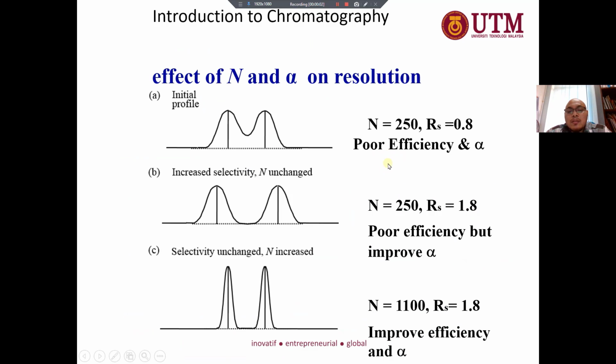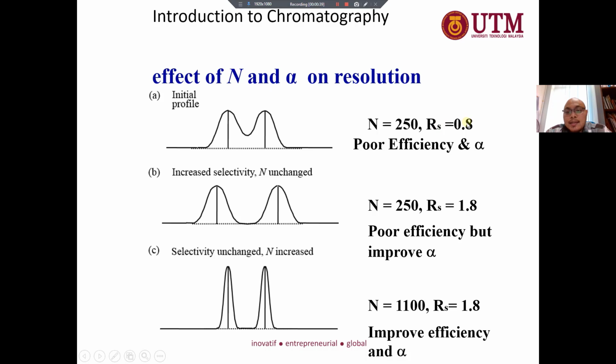The next one is the effect of efficiency and selectivity on the resolution. If you look over here, the N is 250. Here, the N is 1100. So the efficiency of the column here is weaker compared to the C. That's why we see the C chromatogram is much better in the peak shape. The peak is much sharper.